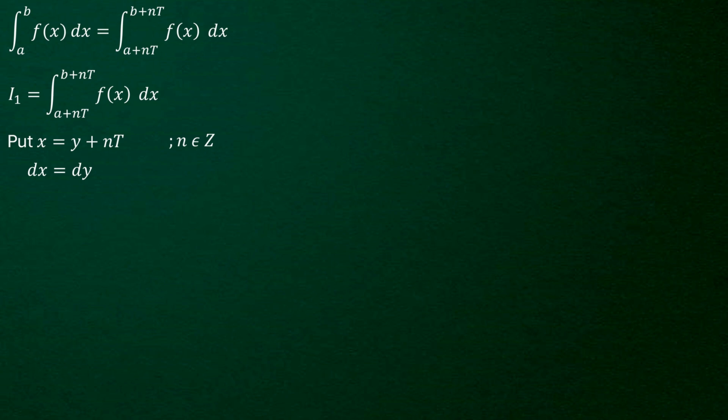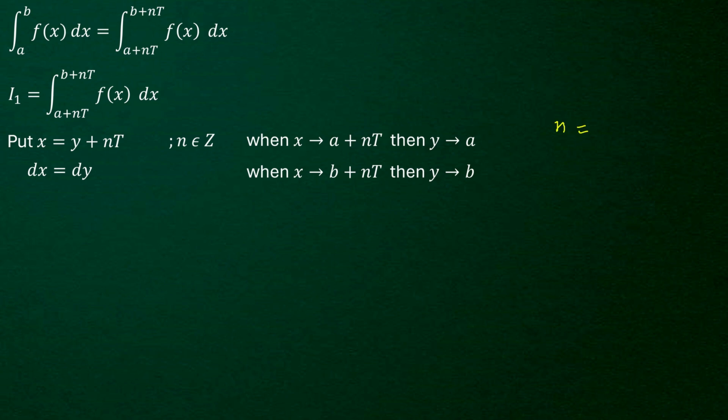Now let's rearrange the limits of integration according to the new variable y. When x approaches a plus nt, then y approaches a, and when x approaches b plus nt, then y approaches b. Let's explain it. As x is equal to y plus nt, when x is equal to a plus nt, then we get y is equal to a, and nt has been cancelled from both sides. Likewise, when x is equal to b plus nt, we get y is equal to b.